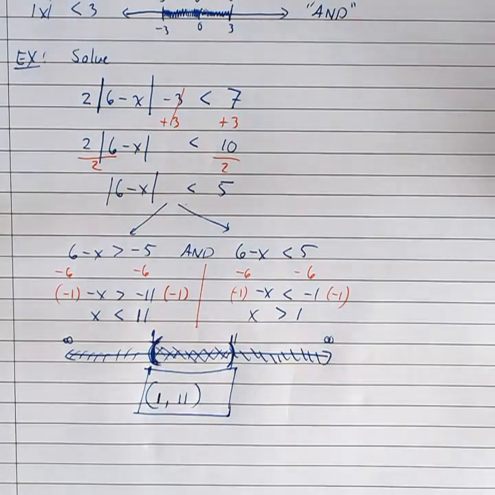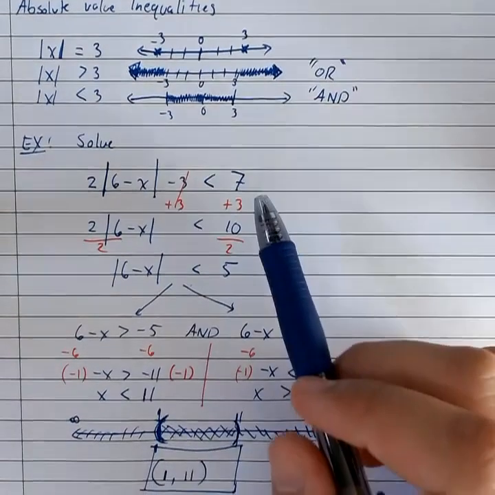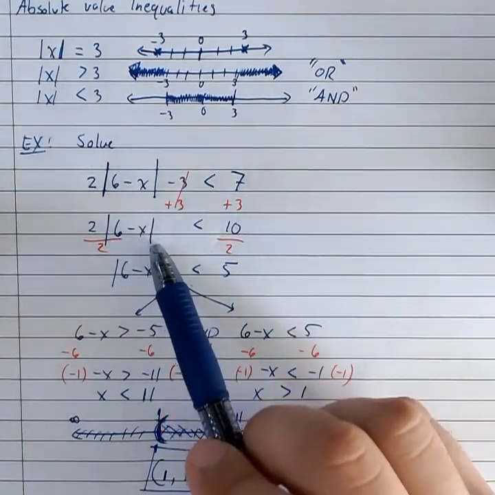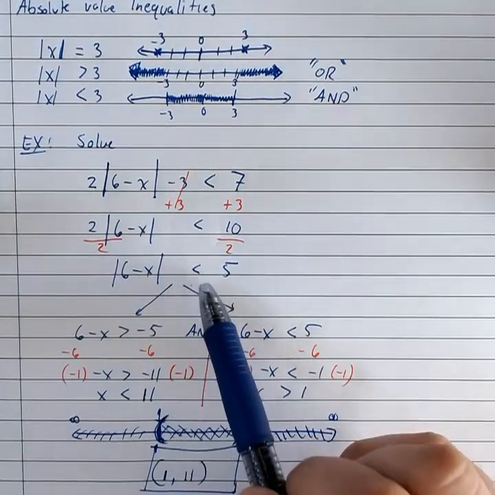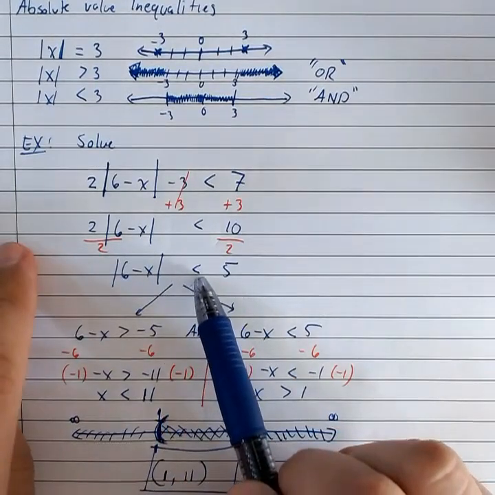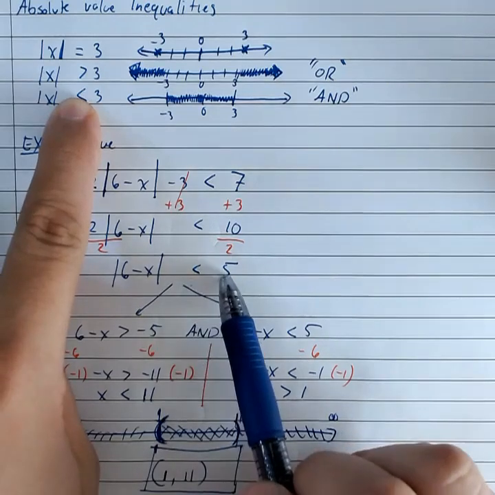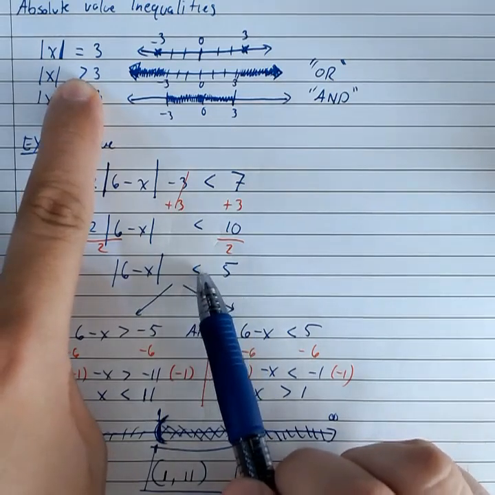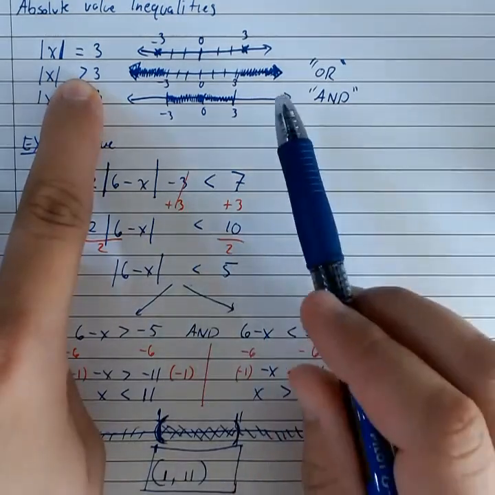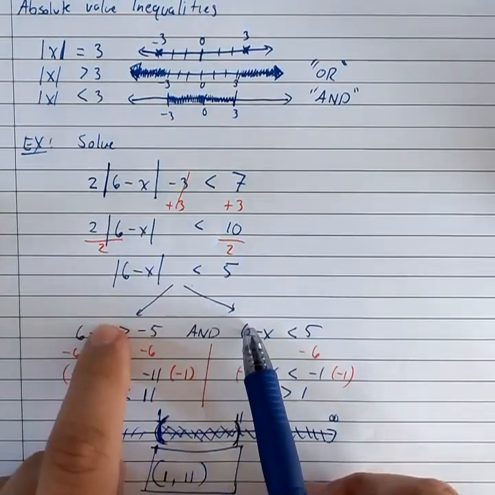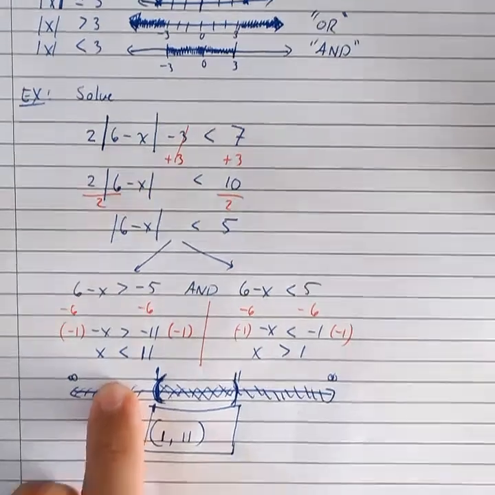So whenever you have an absolute value inequality, what you're going to do is first isolate your absolute value, get that absolute value by itself. And once you have that, depending on what the symbol is here, you're either going to treat it as an AND statement in the case of less than a number, or an OR statement in the case of greater than a number. Once you know which one to treat it as, you're going to split it, solve the compound inequality.